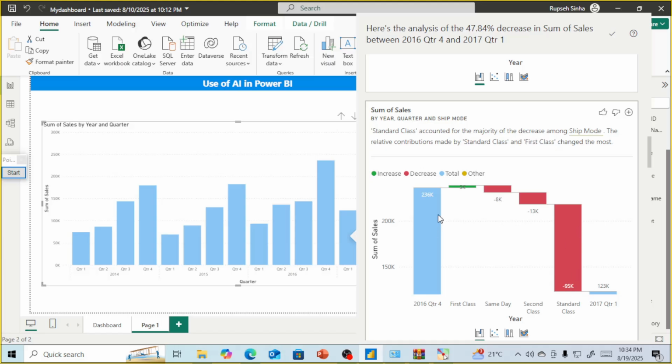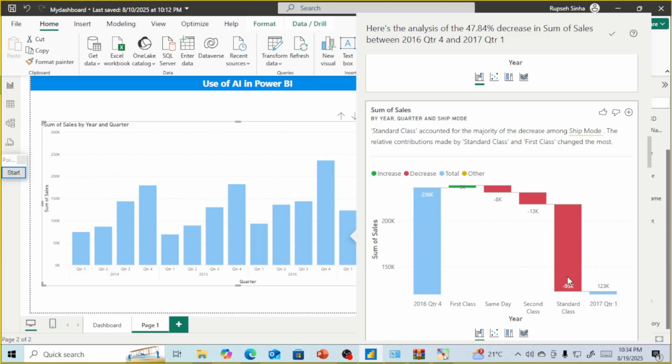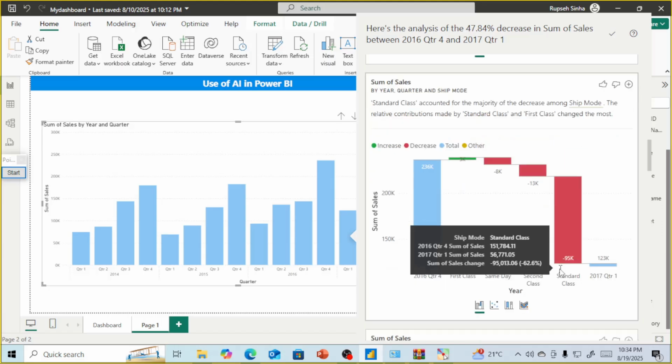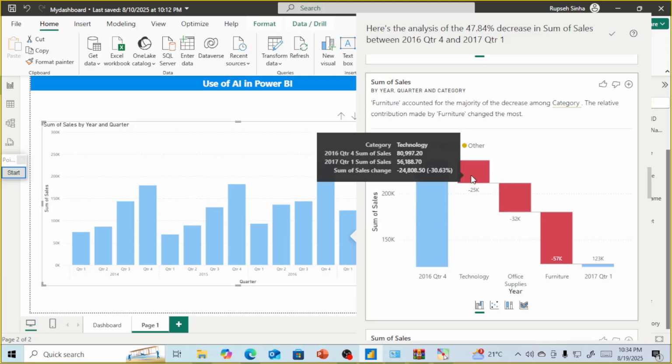So standard mode earlier has given high sales, but right now standard mode does not take place, and that's why $95,000 of loss we are getting here. And furniture has accounted for 57,000 of loss. Office supplies has contributed to 32,000 of loss, and technology has contributed to 25,000 of loss.